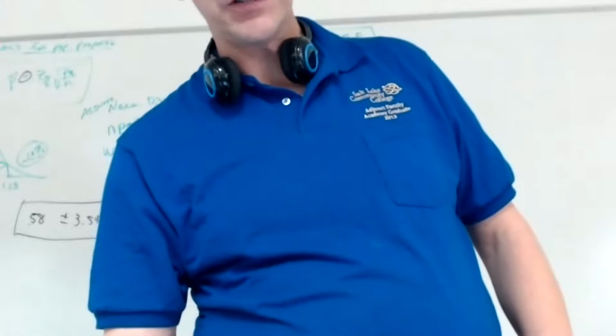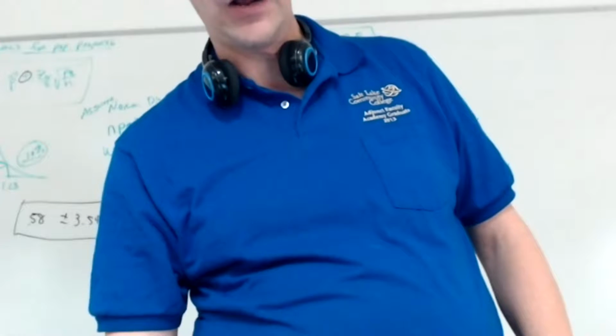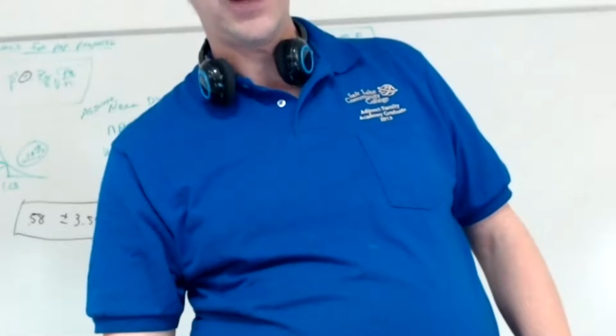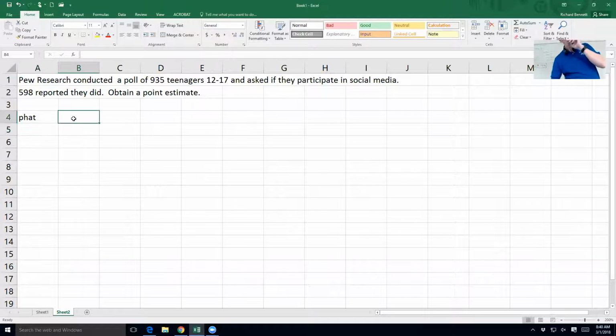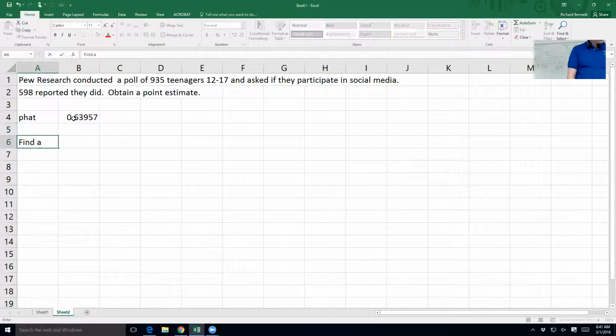All right, so my point estimate is going to be called p hat. So how would I figure out p hat in this scenario? 598 divided by 935. 598, that's just x over n, right? Divided by 935. Piece of cake. Now let me ask you, I want to find, well, let's just go with the common one, a 95% confidence interval.